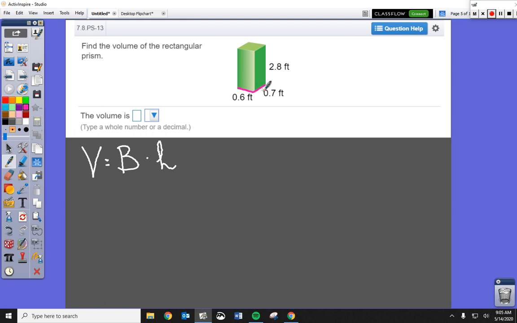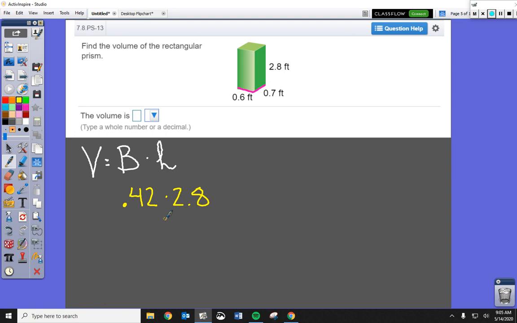6/10 and 7/10. All right, I believe that 6 times 7 gives me 42. Move that decimal over 2 places. I believe it gives me 42 hundredths. All right, we have 42 hundredths times 2 and 8/10. So I'm subject to say, hey, what's about half of 2 and 8/10?